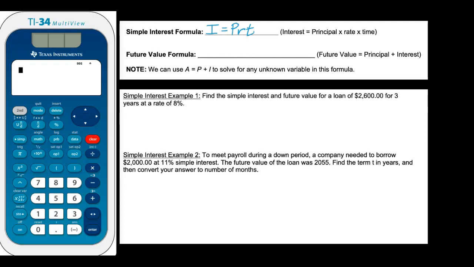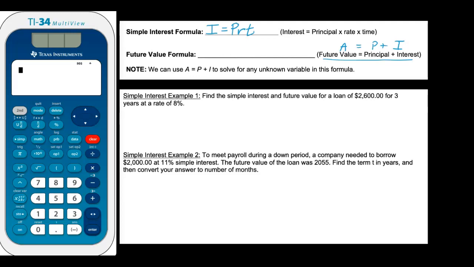And then the future value formula, there's actually a couple of ways you can think of this. I think the best way to start thinking about future value is this idea over here, that future value is just equal to the principal, the initial amount, plus any interest that the person spent. And so where it says down here, note, we can use A equals P plus I to solve for any unknown variable in this formula. That's really what this is saying up here. Future value is A equals the principal plus any interest that accrues. So that's the simplest way to think of it.